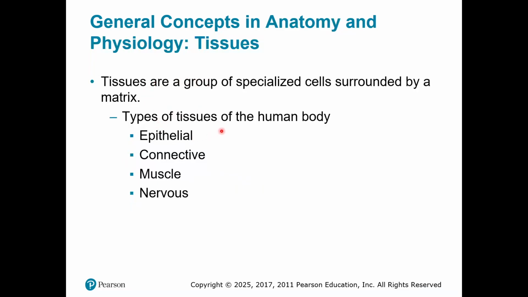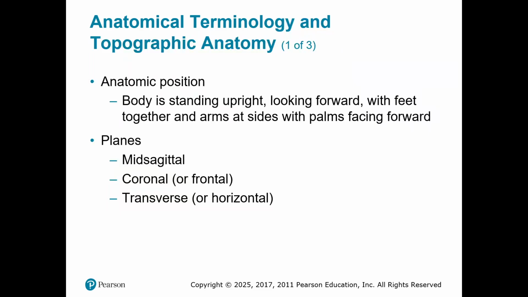You need to know this. The 4 types of tissue of the human body: epithelial, connective, muscle, and nervous. So you need to know those. All right, guys, hang on 1 second. I'm going to pause you, and we're going to talk some more about the cell. Hold on 1 second.